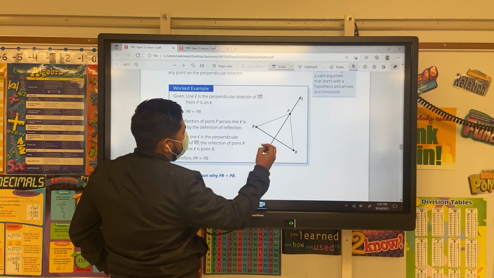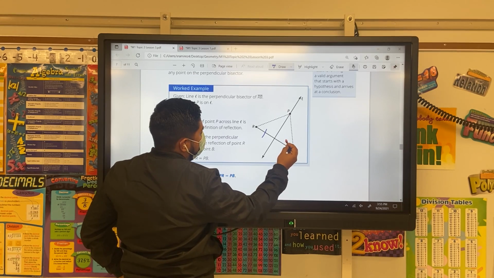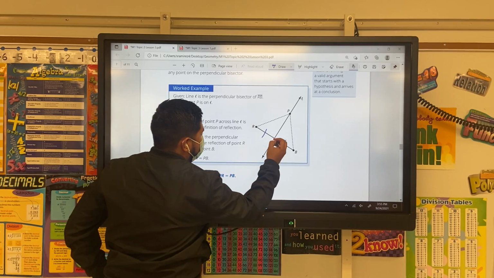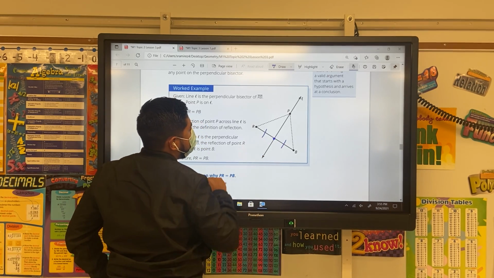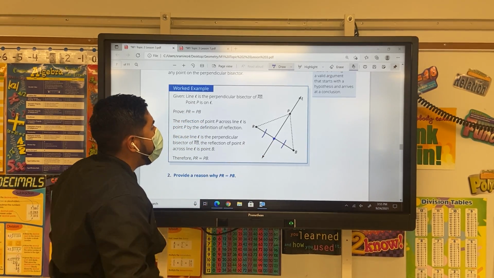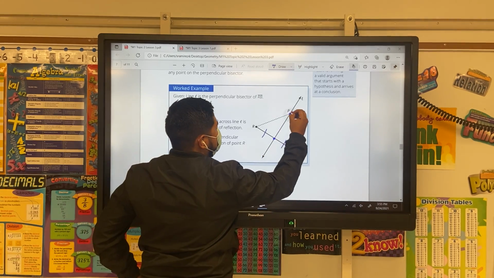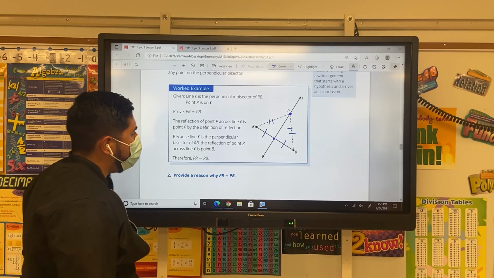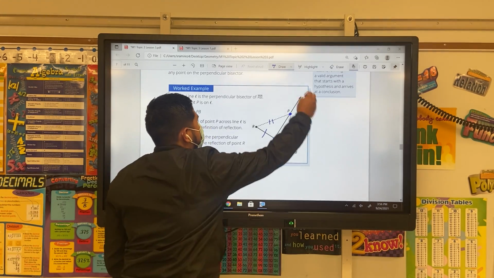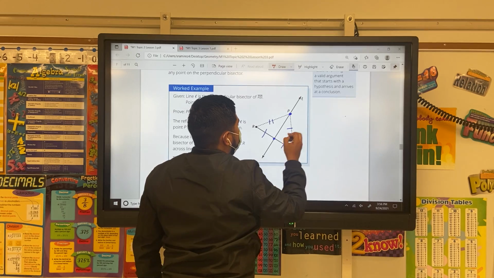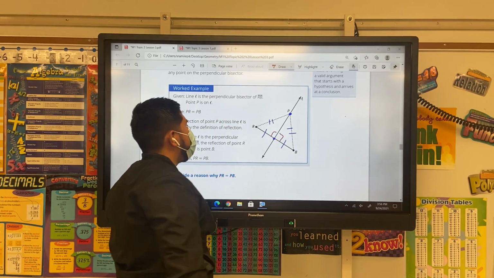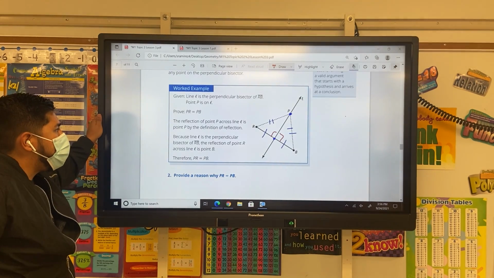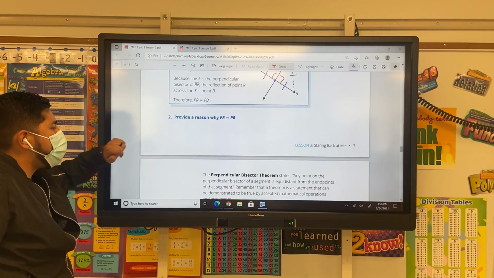Not only did we just talk about how R and B are being cut right in half, making this point and these two sides congruent, but any point on this line will also make whatever new lines congruent as well. Obviously, we can tell, hopefully, that this is a right triangle. Two right triangles, easy done, easy set. Perfect. Provide your own reason.